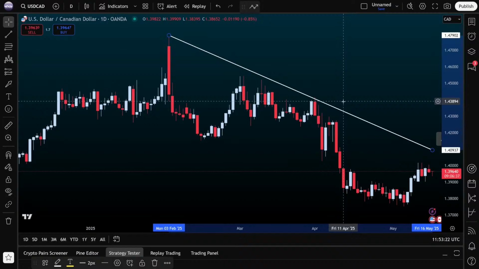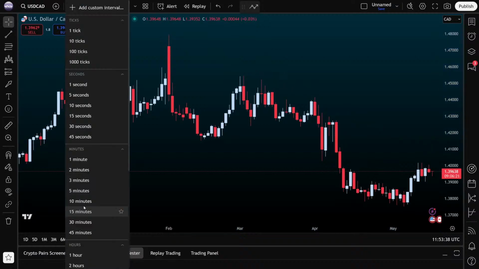So now, if I zoom in even further, let me remove this one, and I zoom in further, I look at say the 4-hour chart.